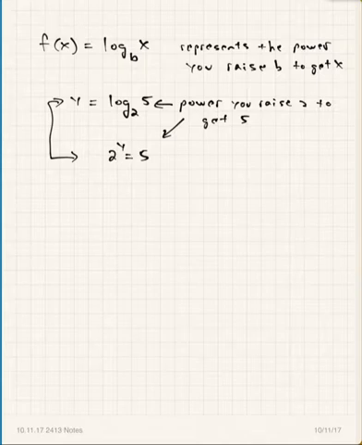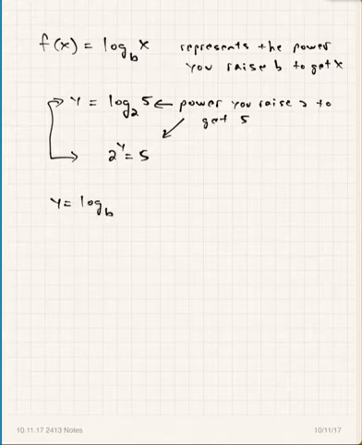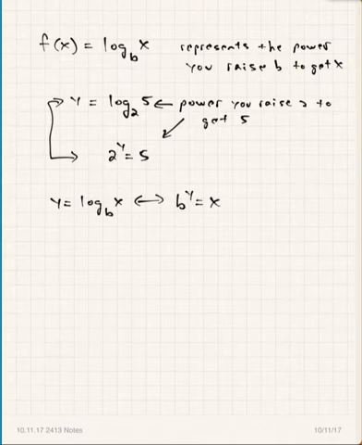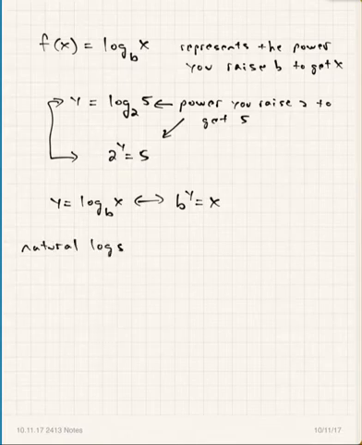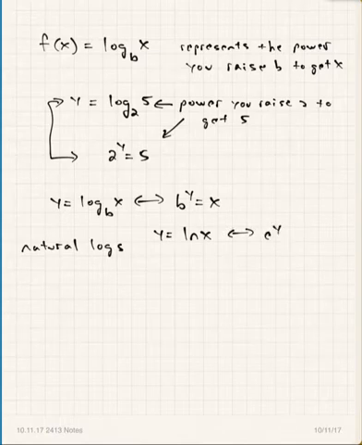So in general, y equals log base b of x is equivalent to b to the y is equal to x. It represents the power you'd raise b to get x, and so notice y is the power here. The logarithm is equal to the exponent. So for the natural log, if you have y equals natural log of x, then the equivalent exponential form would be e to the y is equal to x. That's definitely something you ought to be able to walk back and forth.